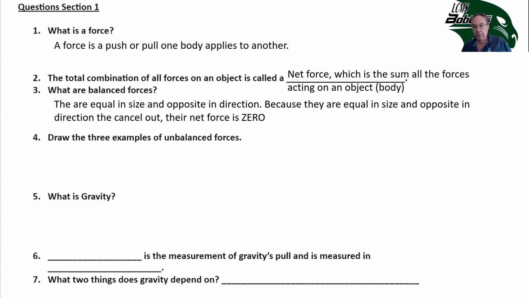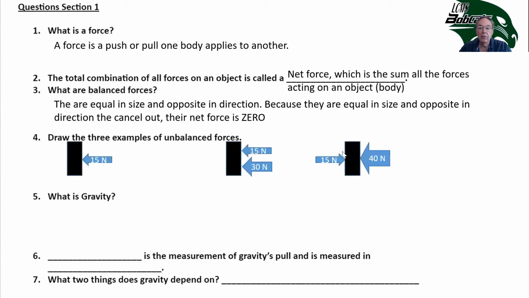There's zero force, and because there is no force acting on an object, the total is zero, then its motion doesn't change. So if it's at rest and it's not moving and there's zero total force acting on it, it's going to stay there. And if it's moving and the total force is zero, it's not going to change the way it's moving. Okay, draw the three examples of the forces we had in the notes.